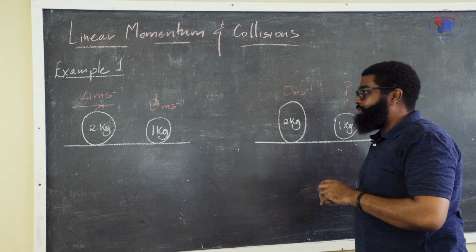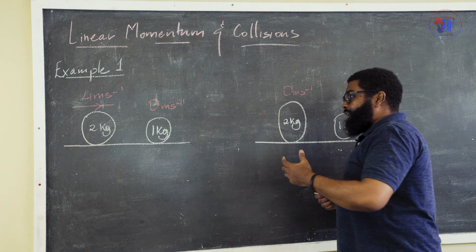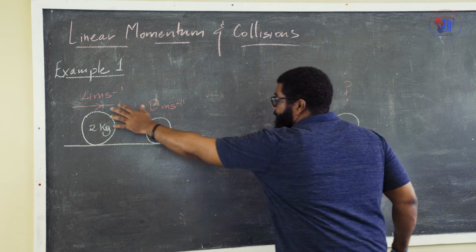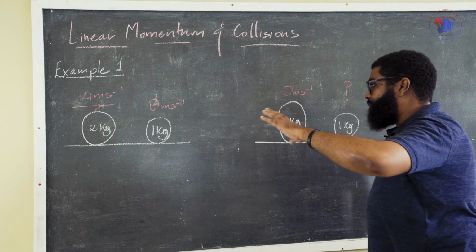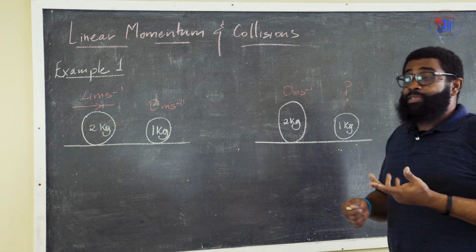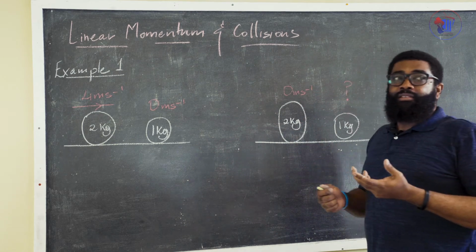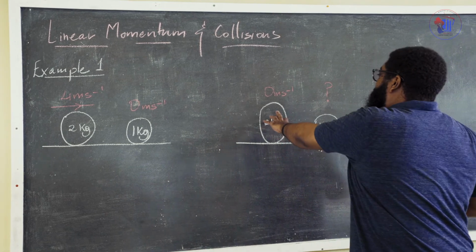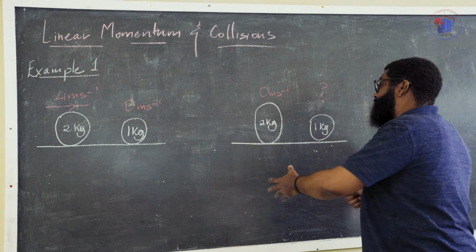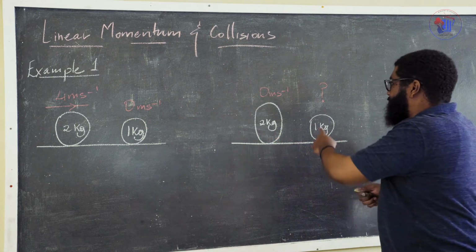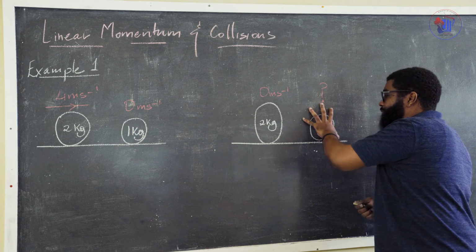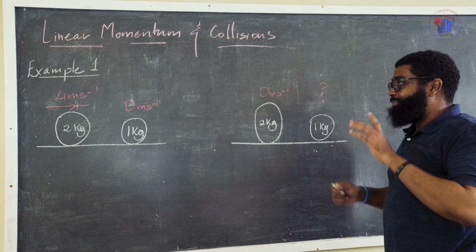So just let me get you used to how I indicate things. The masses are indicated in the spheres, and the velocities and their directions are indicated above. If you notice, 0 meters per second. Now I don't need to give a direction to 0 meters per second because 0 implies it's stationary, it's not moving. Over here we have again another 0 meters per second, and this is also not moving, but over here we have a question mark, meaning we do not know what happens to this 1 kilogram mass.